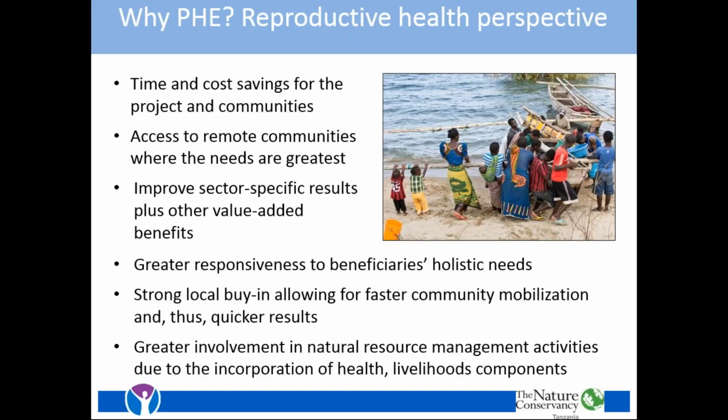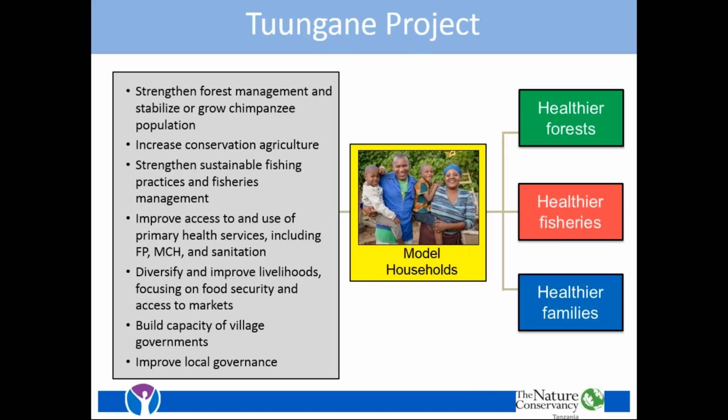The other side is that implementation costs, particularly transport costs, are high compared to similar projects in urban settings. In the Tuungane Project, both Pathfinder and the Nature Conservancy share office costs, transport costs, and project staff from both organizations offer integrated service packages, which saves a lot of time for the communities. And as Kristen said, family planning and conservation are received better because we offer them with other benefits. There's greater involvement in natural resource management activities due to incorporation of the health and livelihoods component, and it is easier to reach hard-to-reach communities with reproductive health services by collaborating with the conservation organizations. Next slide, please.